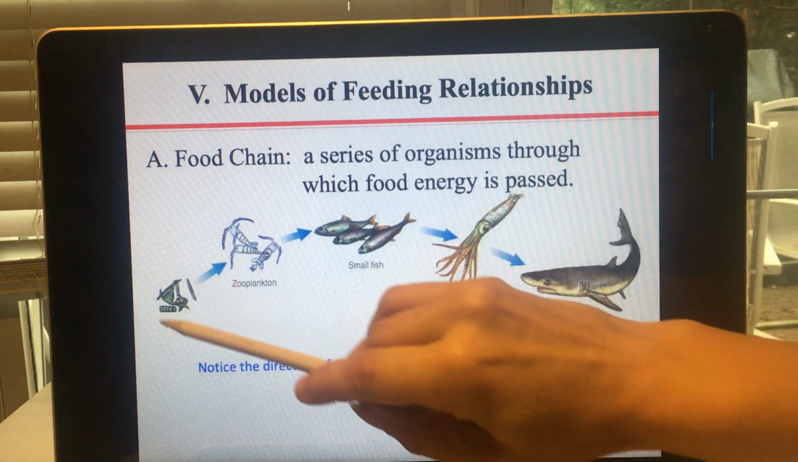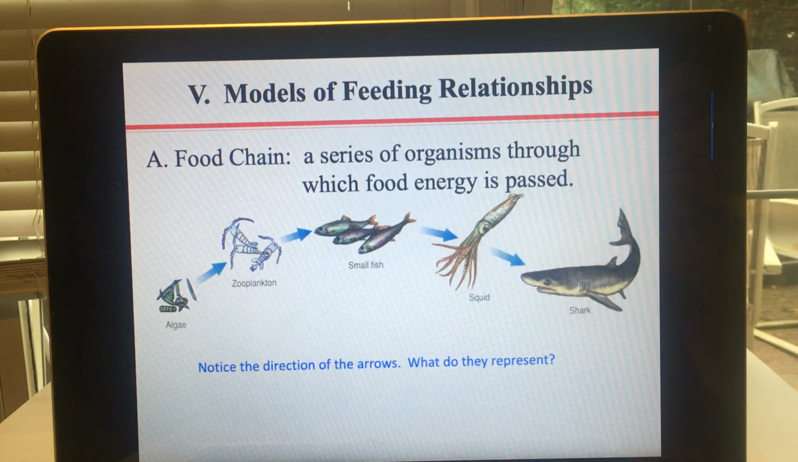So notice the algae doesn't have any arrow going to it. That is because algae are photosynthetic and they would get energy from the sun, and since the sun is not a living thing, generally the sun is not depicted in a food chain.